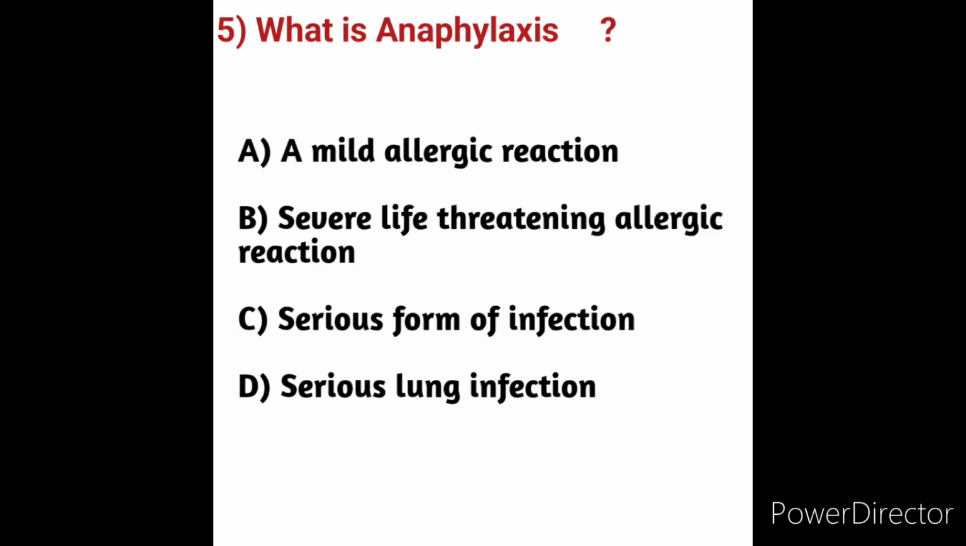Next we will move on to question number 5. What is anaphylaxis? We will see the options. Option A, a mild allergic reaction. Option B, severe life-threatening allergic reaction. Option C, serious form of infection. Option D, serious lung infection.